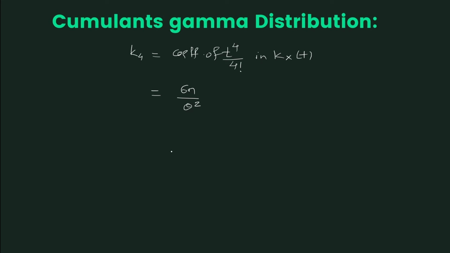These are the cumulants which we have obtained from the cumulant generating function of a gamma distribution. In this way, in this lecture, we learned the cumulant generating function of a gamma distribution and the derivation of the cumulant generating function, and we obtained from it how we can obtain the cumulants of a gamma distribution.